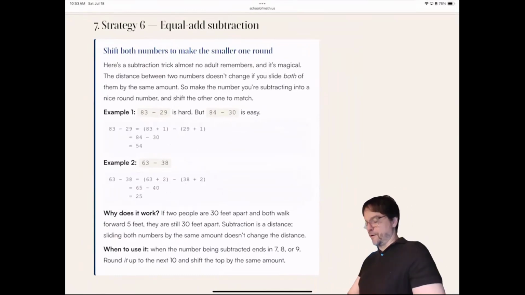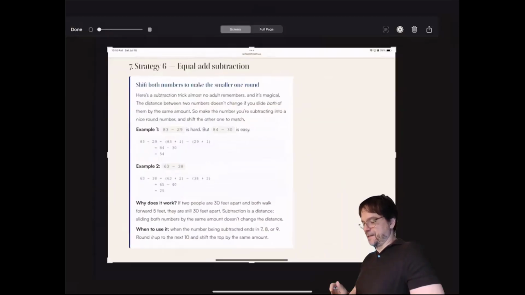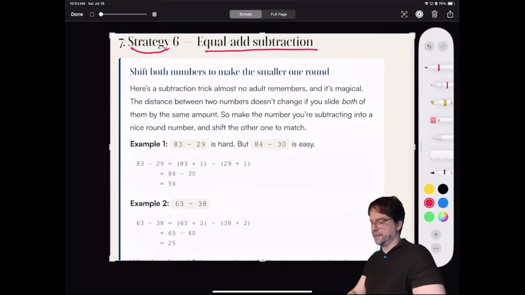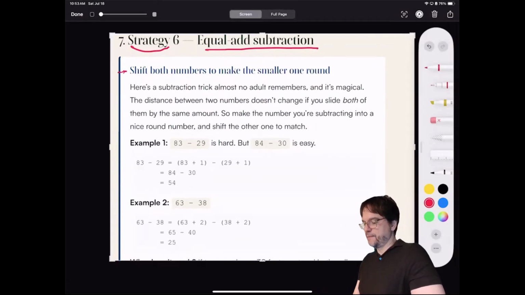Strategy 6. We're almost there. Let's go. Strategy 6: equal addition subtraction. Look, shift both numbers to make the smaller one round. Let's see what this is. Here's a subtraction trick almost no adult remembers.